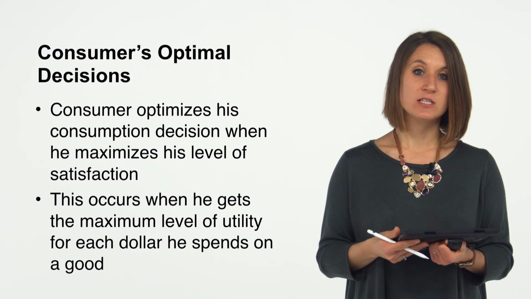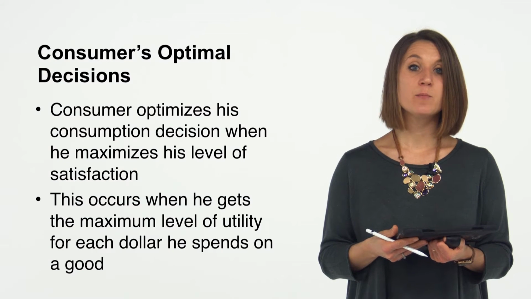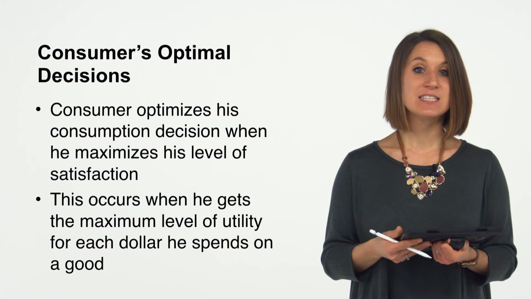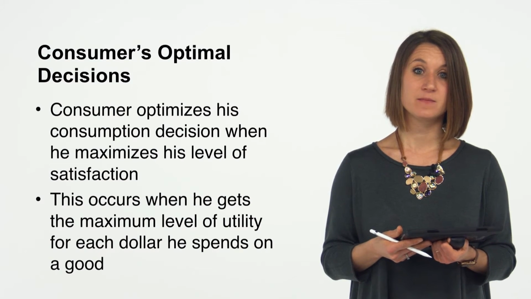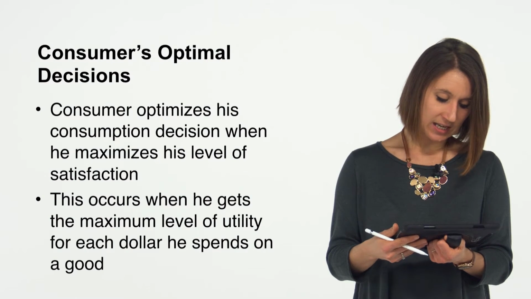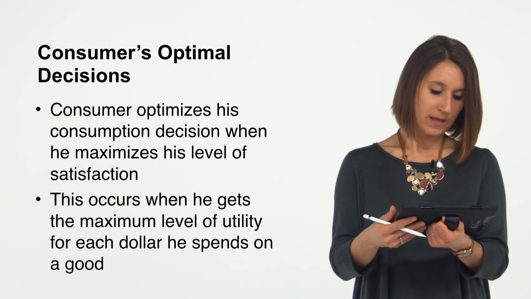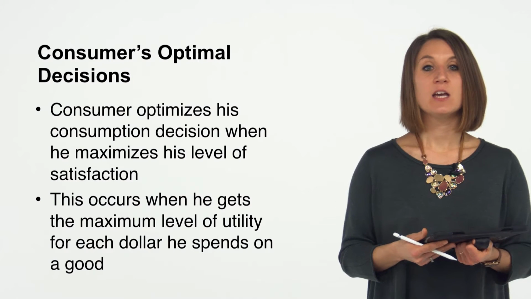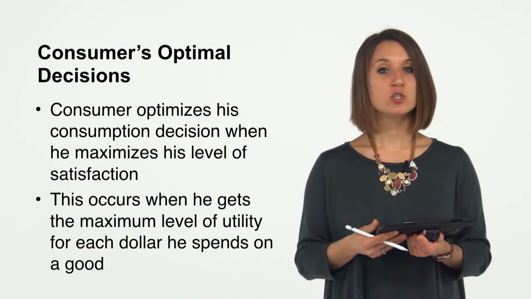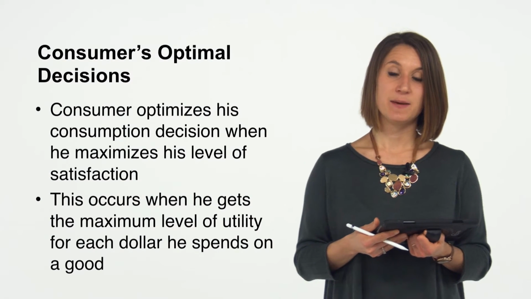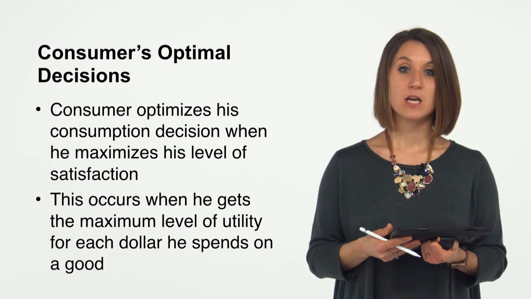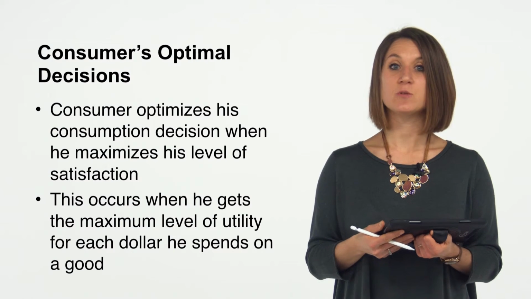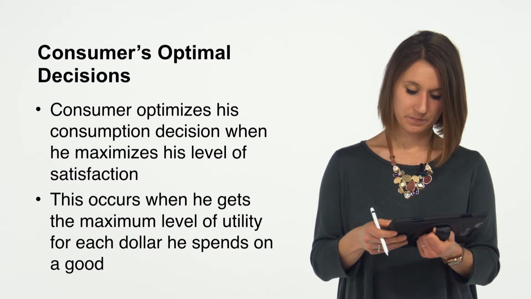So the optimal consumption point is going to come at the point where he reaches the highest level of total utility. What we're going to see is that this is going to occur when he's maximizing the marginal utility for each dollar that he spends on each of the goods. So let's look at an example to explain this a little bit further.